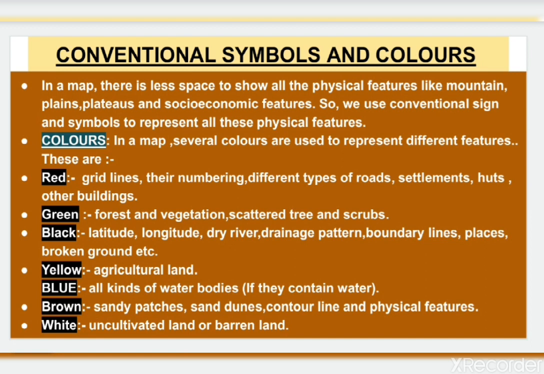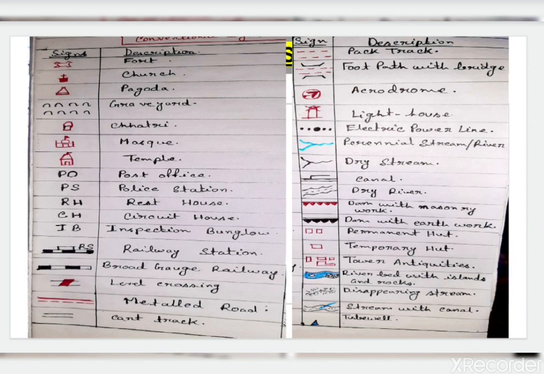Then yellow color represents agricultural land or cultivated land. Color blue represents all kinds of water bodies if they contain water. Then brown color represents sandy patches, sand dunes, contour lines and many other physical features or landforms. And white color represents uncultivated land or barren land.